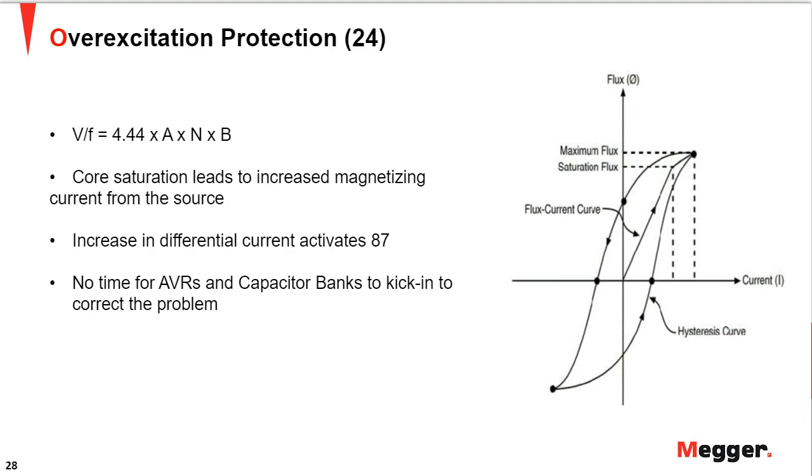So that's why it's important to have a separate function, like a volts per hertz function, which is a 24, to detect overexcitation, and 87 should not be tripping. So let's see how that is taken care of.